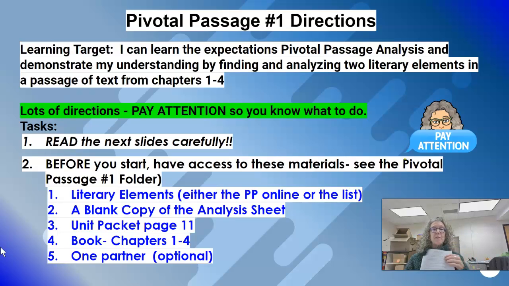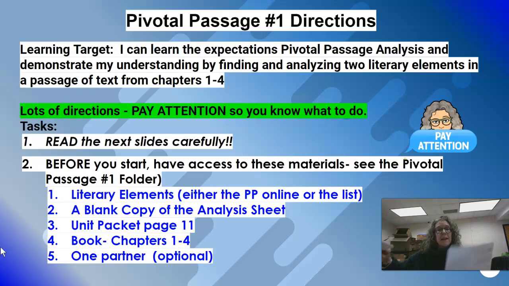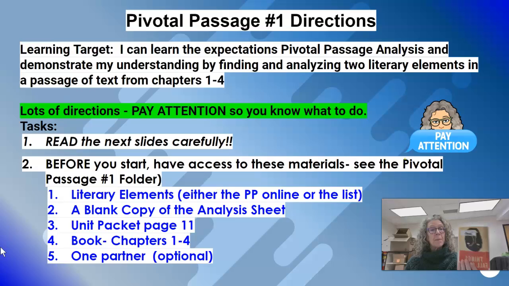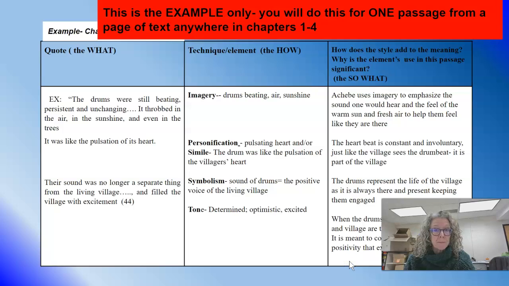So you will always have this in front of you. You don't need to memorize it. You can always use this. You also have a blank copy of this analysis sheet. This is what you should be filling in and turning in. The directions that I'm telling you are also summarized on page 11. You'll need your book because you'll need to find them. And this time you may work with a partner if you want to. It is an option. You don't have to.